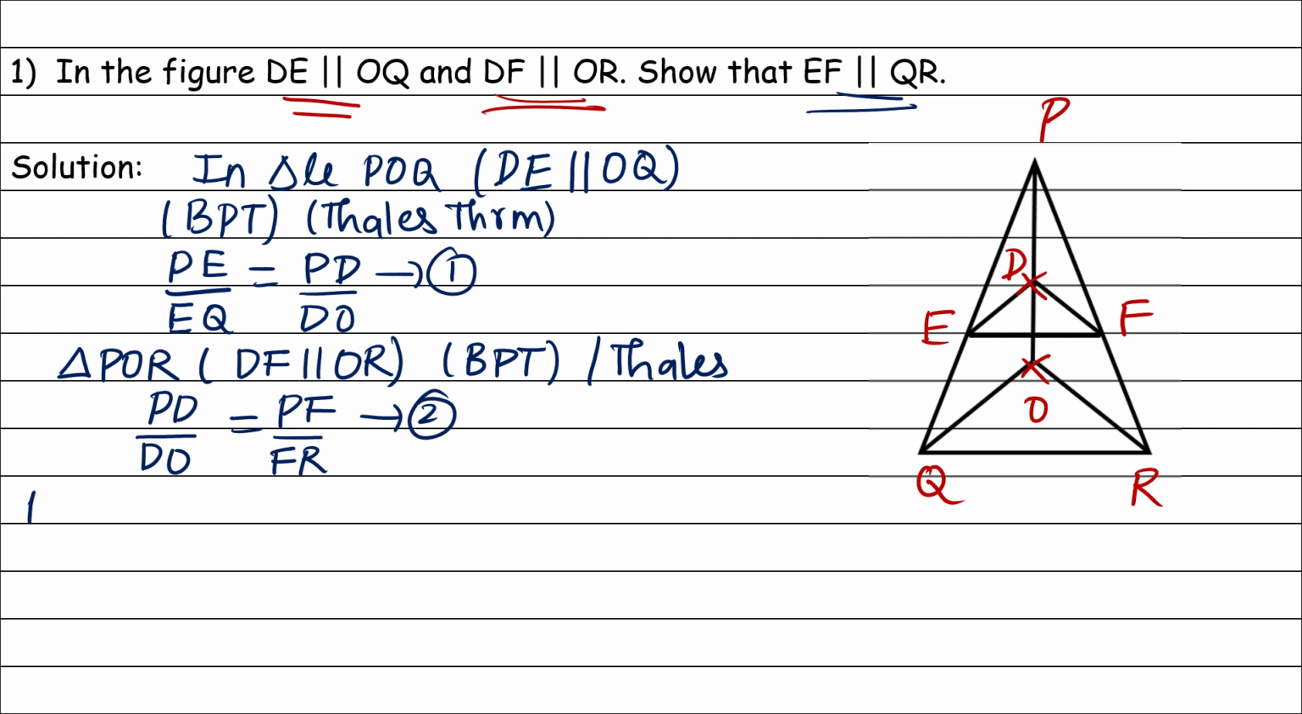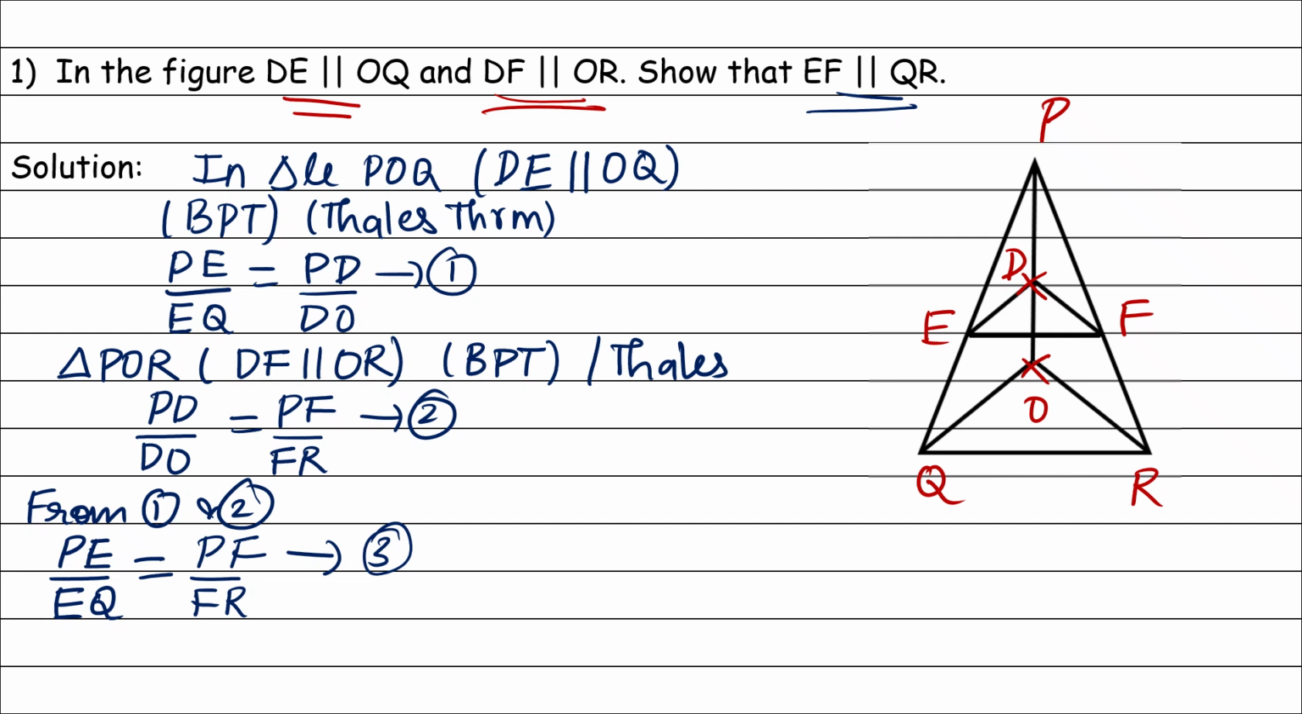And from 1 and 2, I'm going to get PE by EQ is equal to PF by FR. Mark this as equation 3.